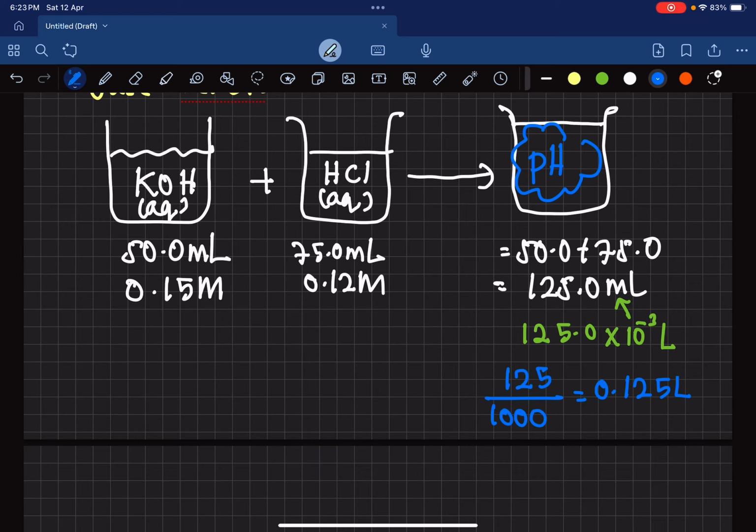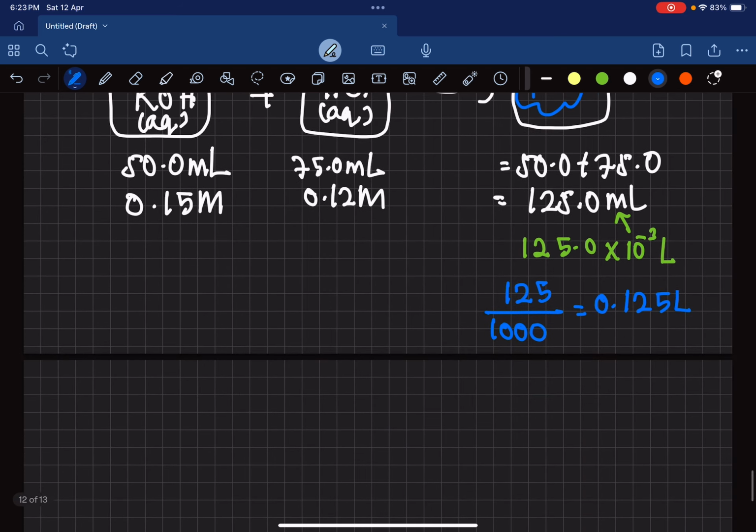Usually our understanding is that when an acid reacts with a base, it's going to be completely neutralized, which is not true. If you have more acid than base, the end solution is going to be acidic. If you have more base than acid, the end solution is going to be basic. Okay, so let's solve this problem.